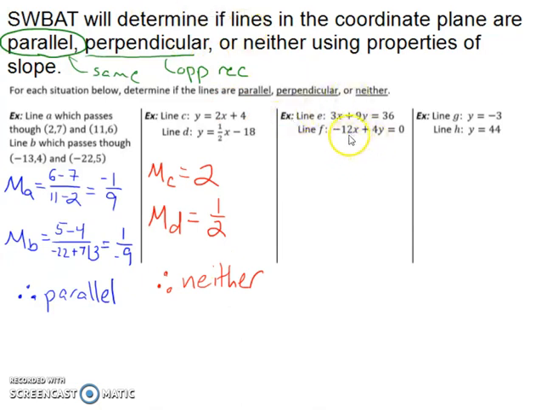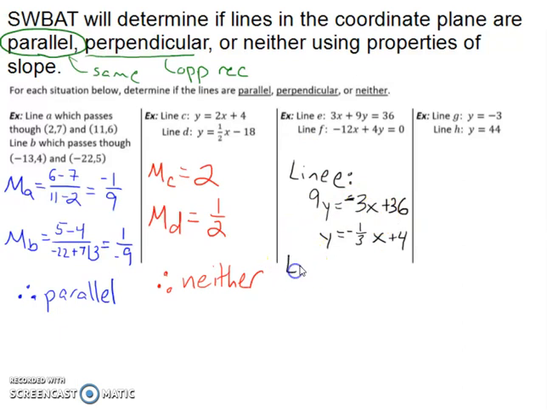Third example, we have lines that are not in slope-intercept form, they're in standard form. So I'm going to rewrite each of these, solving for y so that it looks like the previous example. So line E, in order to get y by itself here, I would need to subtract 3x. So that's 9y is equal to negative 3x plus 36. Negative because we subtracted it. And then divide by 9, so we get y is equal to -1/3 x, because that's -3 divided by 9, plus 4.